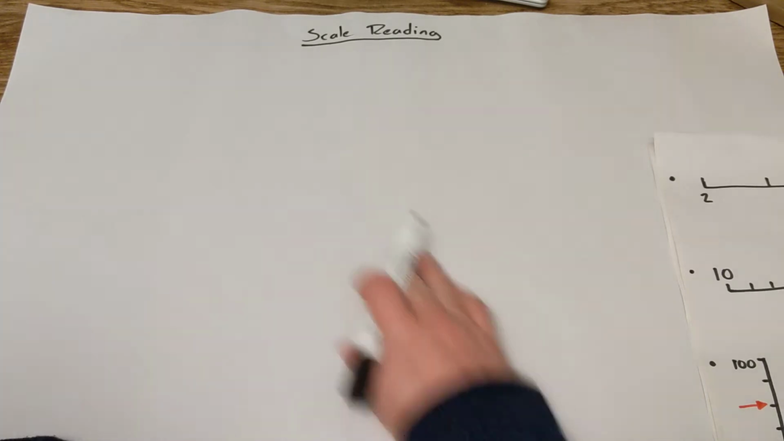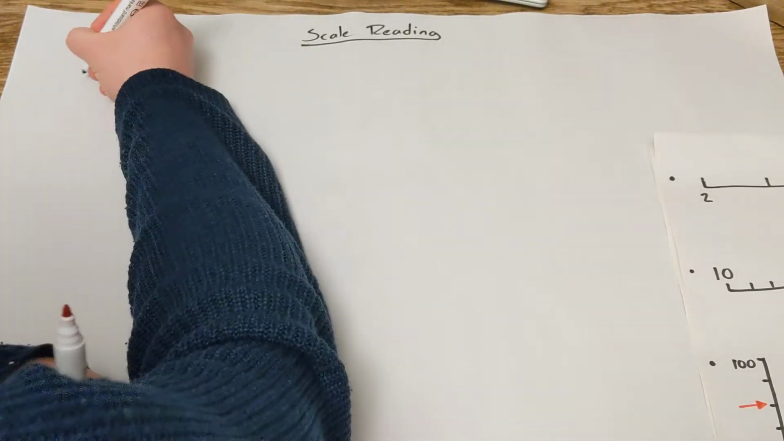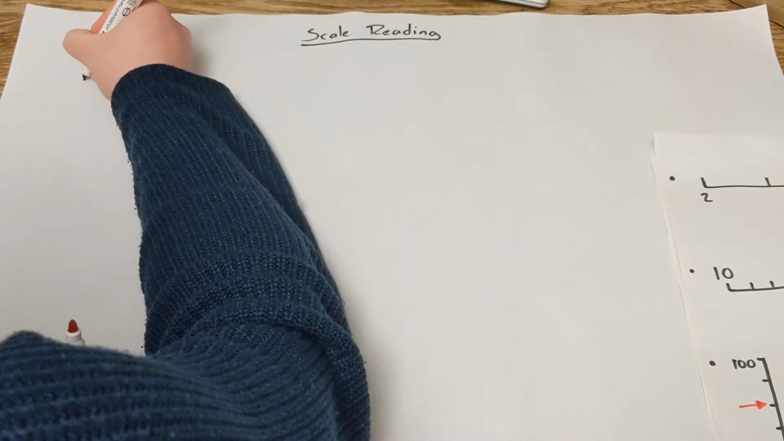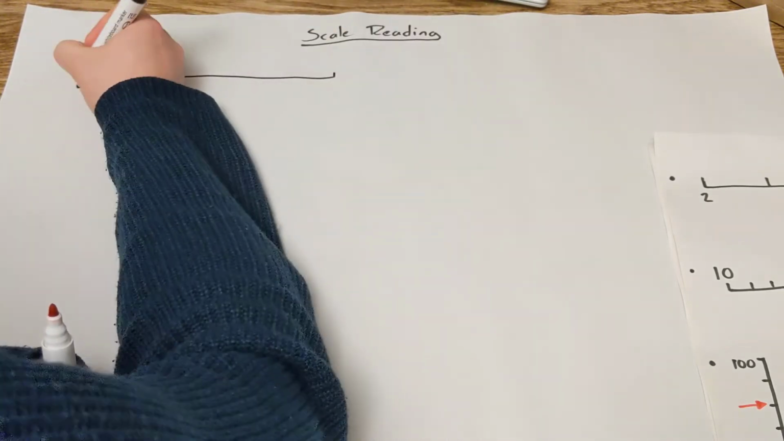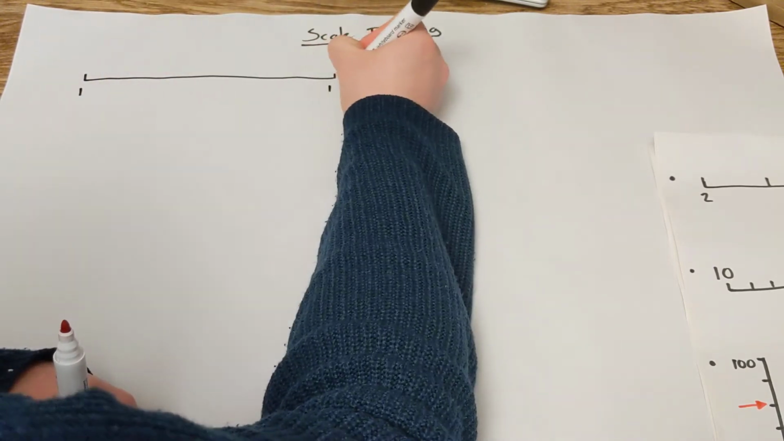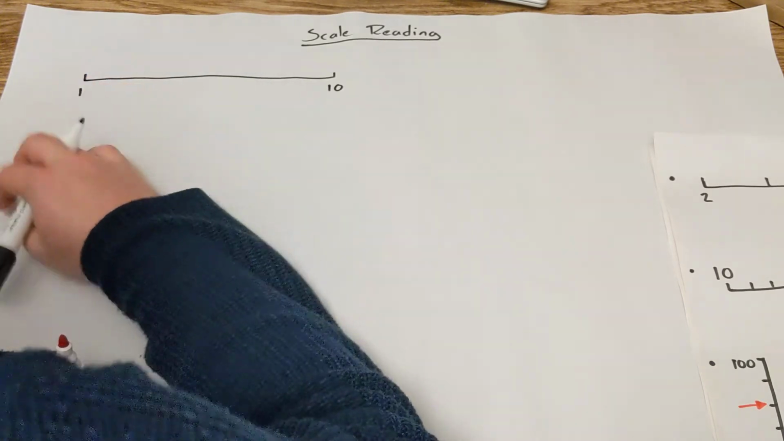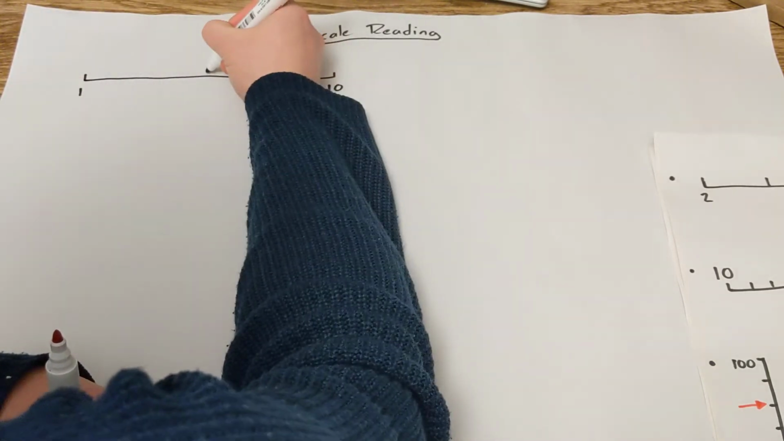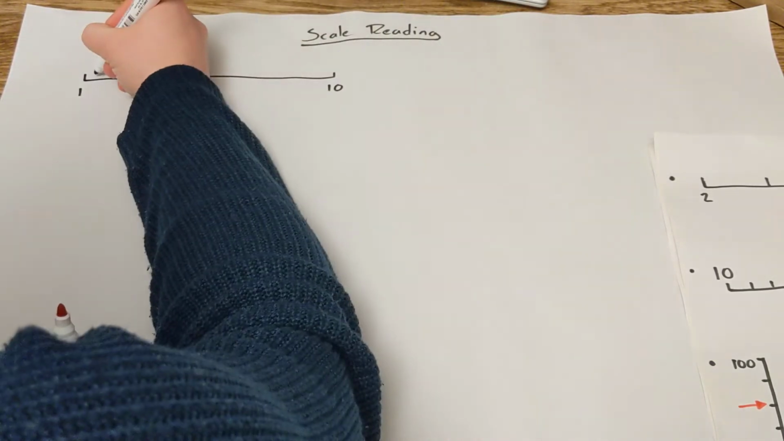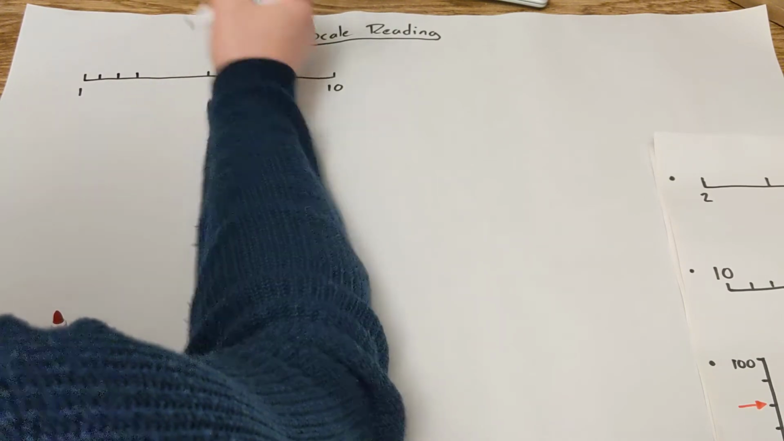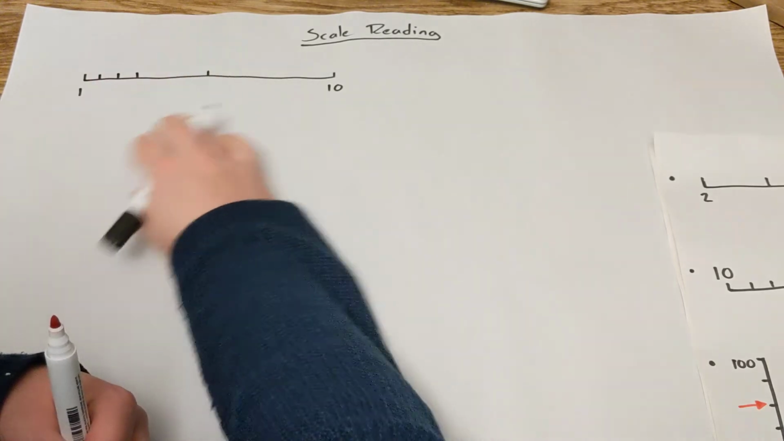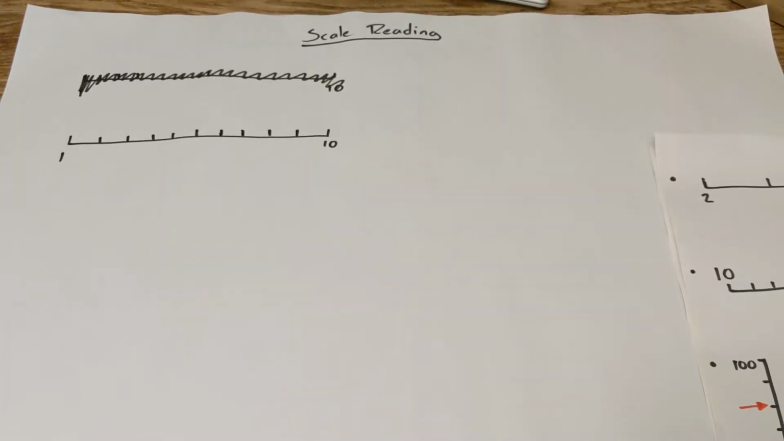So let's start with a nice easy scale or number line, something that we'll be able to do. So at this end I've got 1, at this end I've got 10, and what I'm going to try and do nice and somewhat evenly is say that I've got 1, 2, 3. Sorry, had to pause and redo that since I drew it terribly.